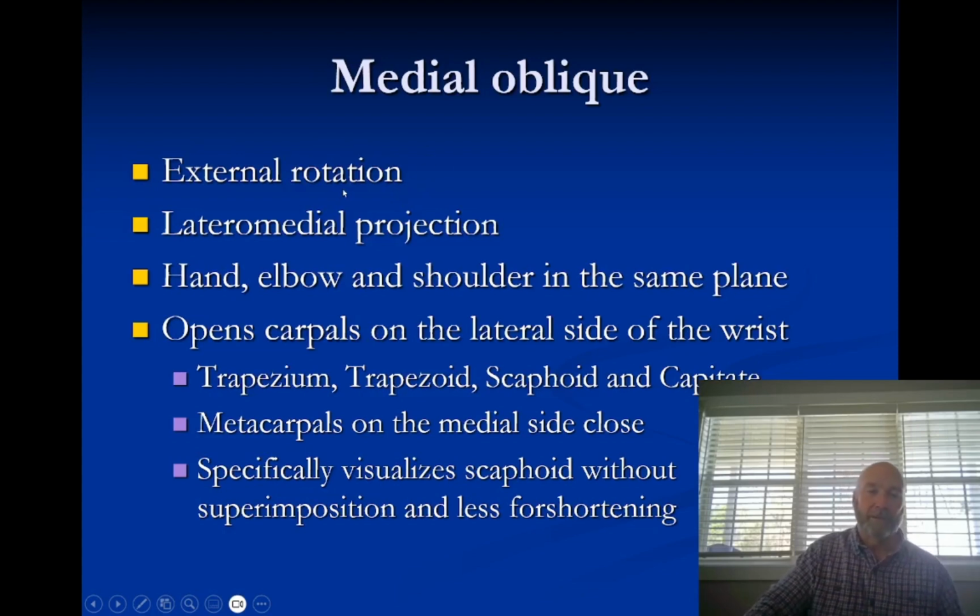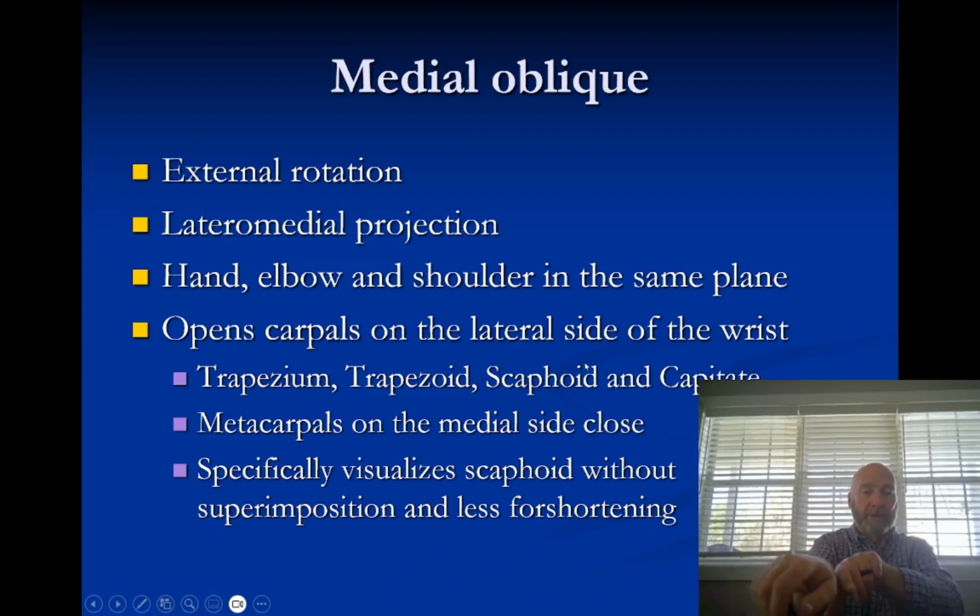Medial oblique, internal rotation, or external rotation rather. Medial rotation towards the medial side would be external rotation. It'd be a lateral medial projection. Keep everything in the same plane. And it opens a carpal on the lateral side, on the thumb side of the wrist. Specifically, what we're going to be able to visualize is a scaphoid.